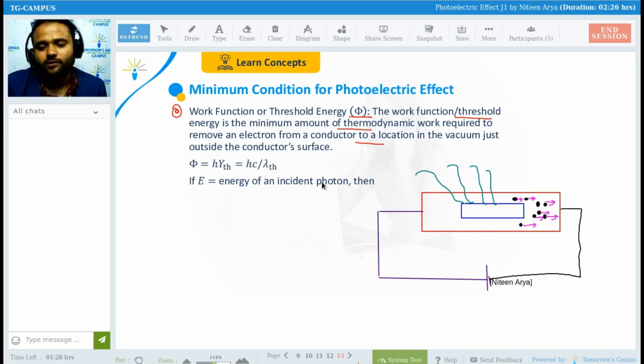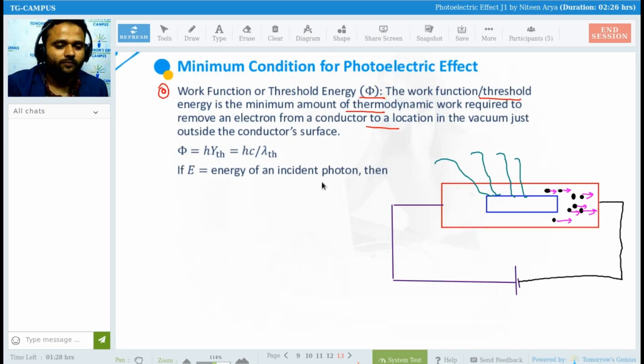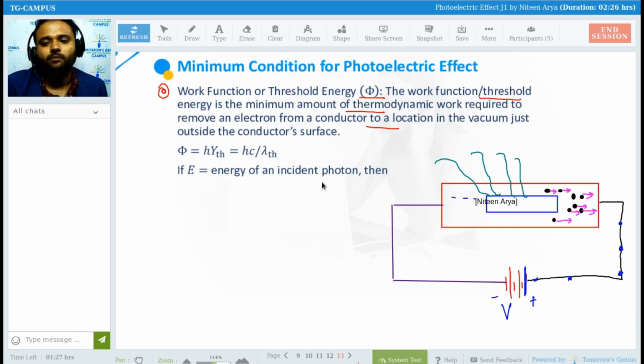We are going to apply a battery also. With this circuit, we can get a current. Clear? Now you can understand: negative, positive, negative, positive, negative. Your battery of potential V, and obviously this side is positive now. So these electrons are trying to pass through this, and then they come back, and again the circuit is going to complete.